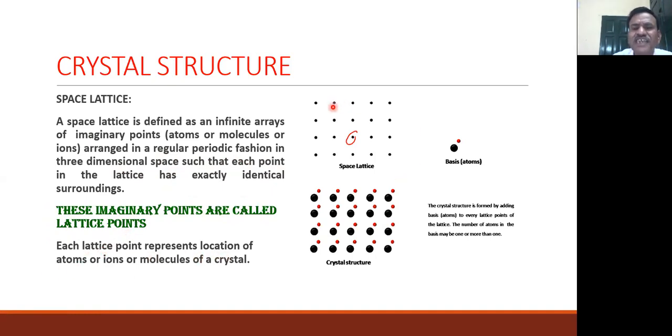That means there is an empty chair, and in that chair a person can sit. In the same fashion, either atoms or ions can be placed in each chair, in each lattice point. Here it is nothing but a person and a chair. Just as the person occupies this chair, in the same fashion the atoms or ions occupy each lattice point.